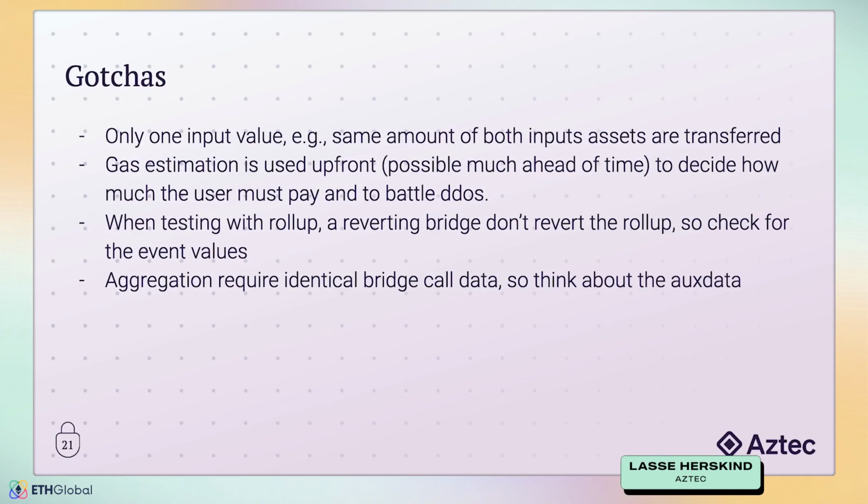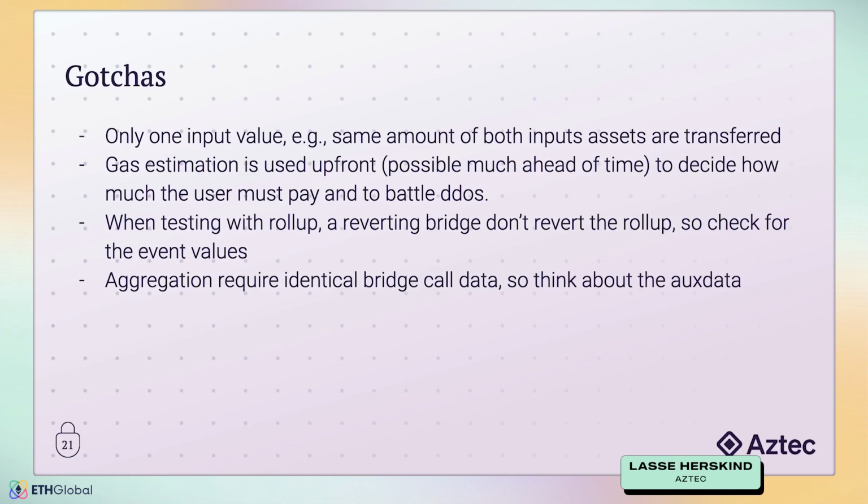A couple of gotchas that we need to keep in mind: even though you have two input values, or two input assets, you only have one input value. The gas estimation is used up front. Often we also use it from the sequencer to figure out how much the user should pay, and this can happen multiple hours before the transaction is executed. So it's pretty important that it's somewhat precise.